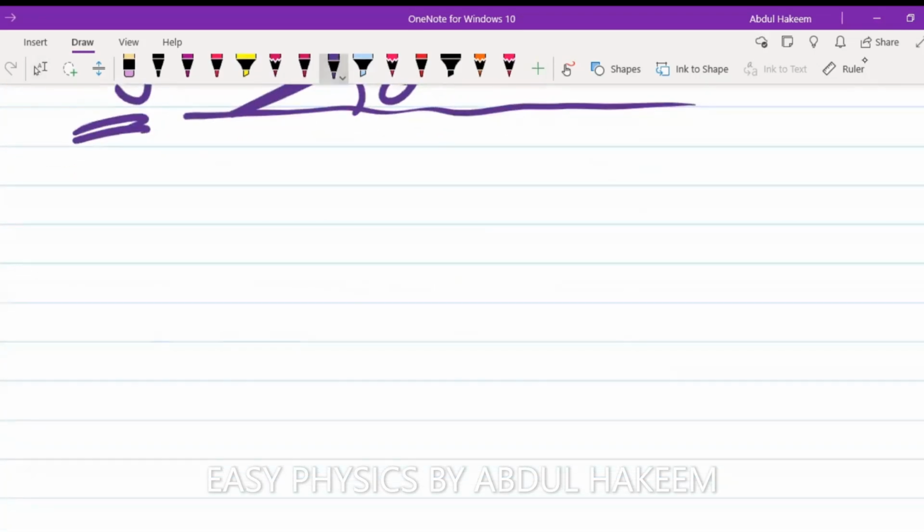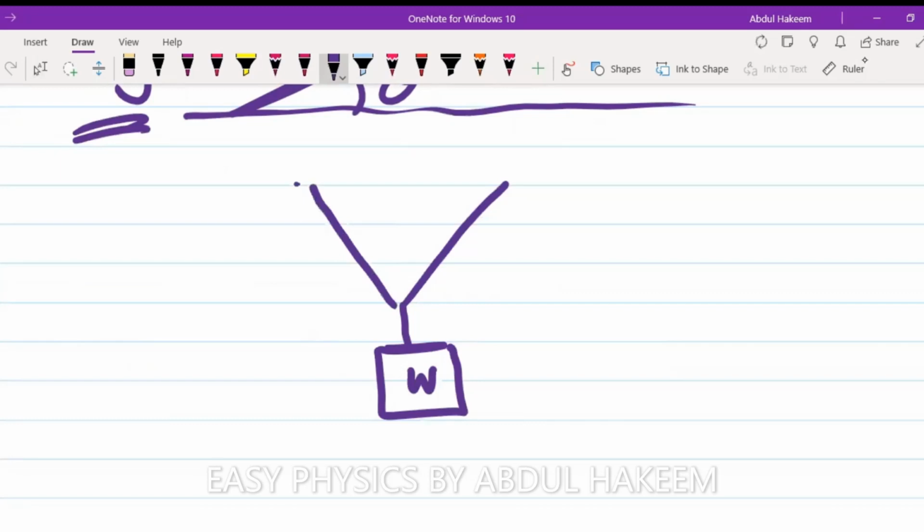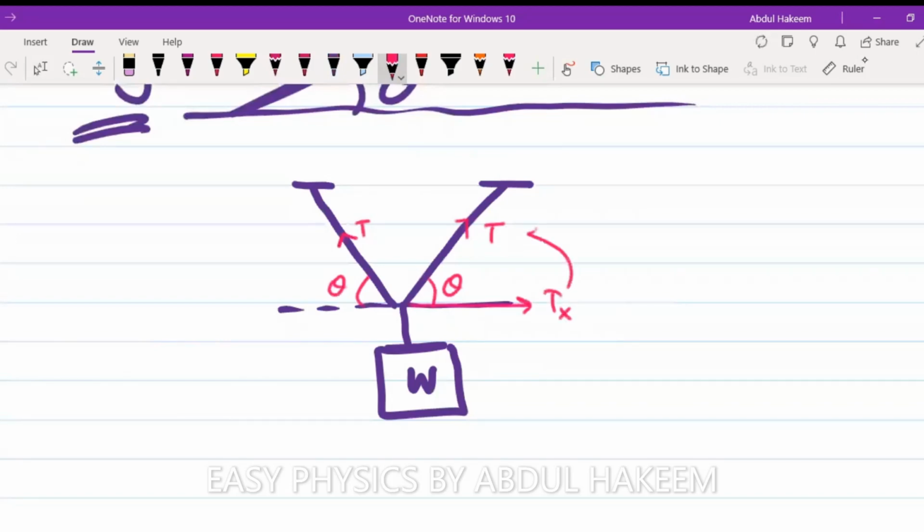Now, if an object of any weight is hanging with the help of two strings, and both strings are inclined at the same angle from the horizontal, then both are bearing the same tension. So this line is representing the x component of this tension. This line is minus Tx, the x component of this. And here, Ty for this and Ty component for this.